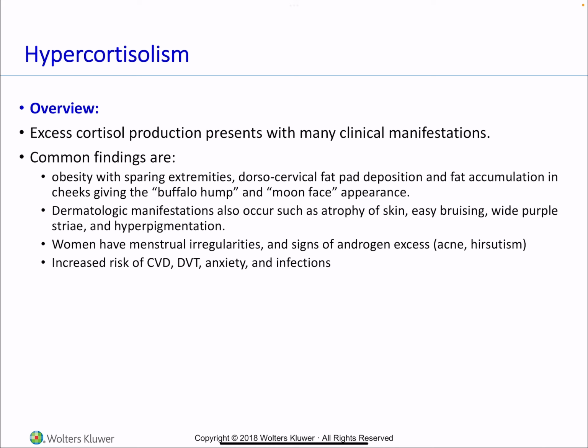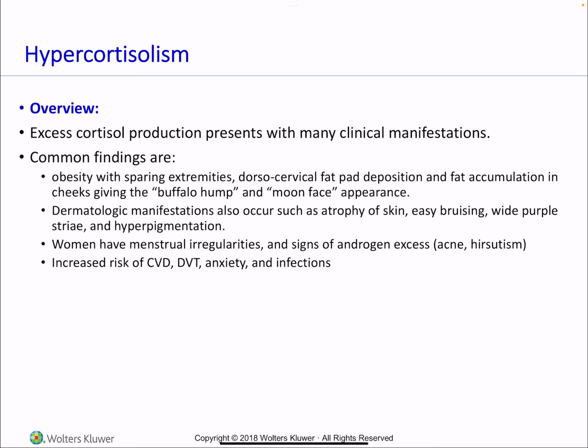Okay, so let's talk about hypercortisolism. And we'll talk about what this condition is and some of the testing that we do, the etiology, and also the symptoms and the clinical presentation.